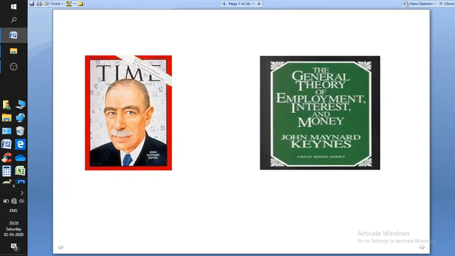This is the full name of the book, General Theory of Employment, Interest and Money by John Maynard Keynes, but in short we call it the General Theory.